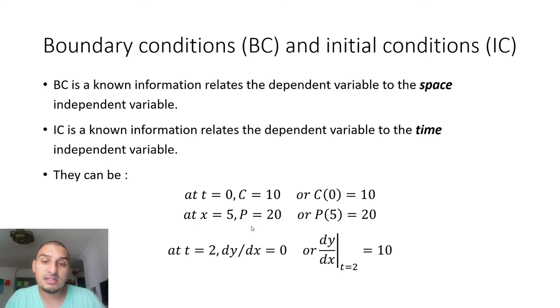Sometimes you can get it in a differential form. So you know at time equals 2, for instance, dy by dx equals 0. So you can write it like this: dy by dx at t equals 2 equals 0. It's not 10, it is 0. Sorry. So we need to understand these concepts well, because when we go to Matlab and start to do these calculations or the integration on Matlab, we need to know that this information is important to give to Matlab.